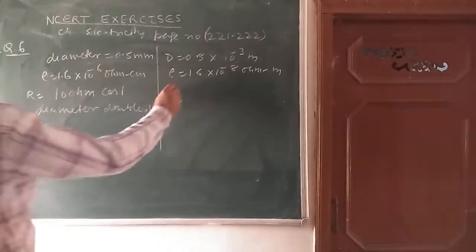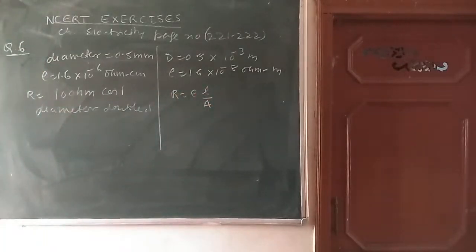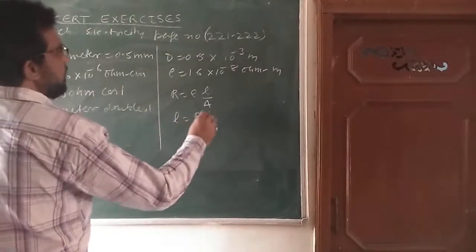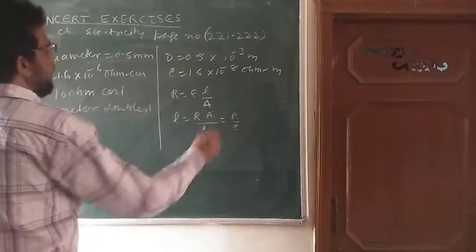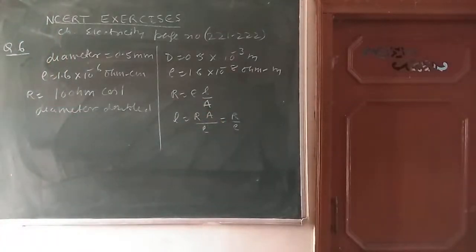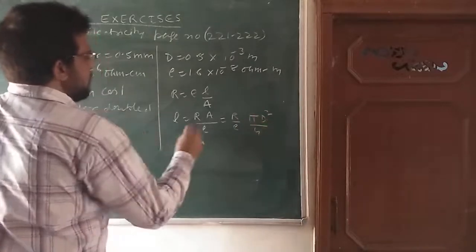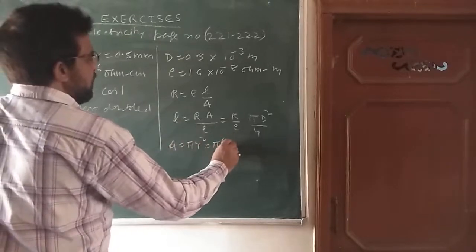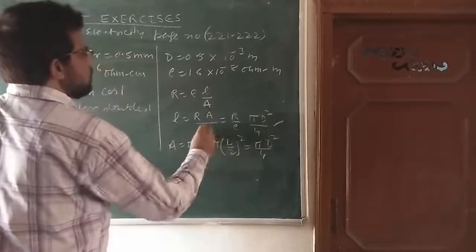Our formula for the resistance is R equal to rho into L by A. So L comes out to be R into A by rho, that is R by rho, area of cross section, that is pi r square, and r is equal to D by 2. So pi into D square by 4. Remember here area of cross section is pi r square, pi into, in place of r put D by 2 whole square. So this is pi D square by 4. This is the result. Put this here.